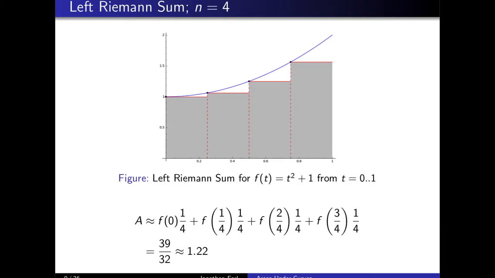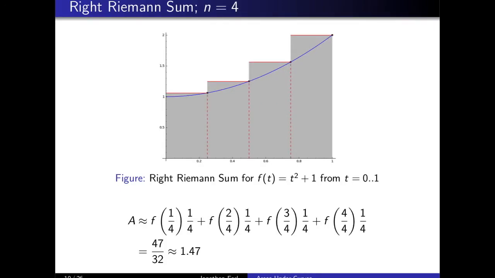Okay, so we could do this again, and now take 4 rectangles. So we'll split the interval 0 to 1 up into the intervals 0 to 1/4, 1/4 to 1/2, 1/2 to 3/4, and 3/4 to 1. If we use left points, we'll be using the points 0, 1/4, 1/2, and 3/4 to get heights for the rectangles. When we add up the areas of all of these rectangles, we get 39/32, which is about 1.22.